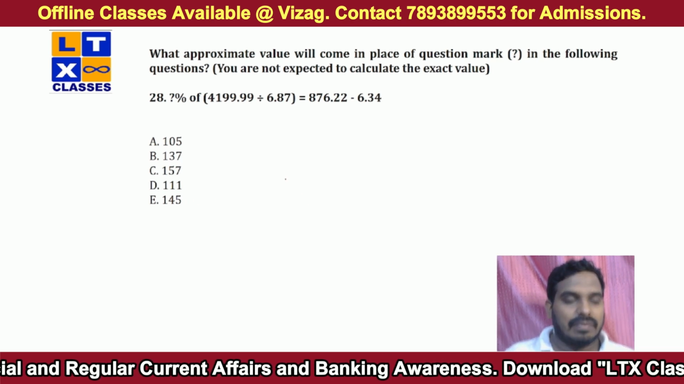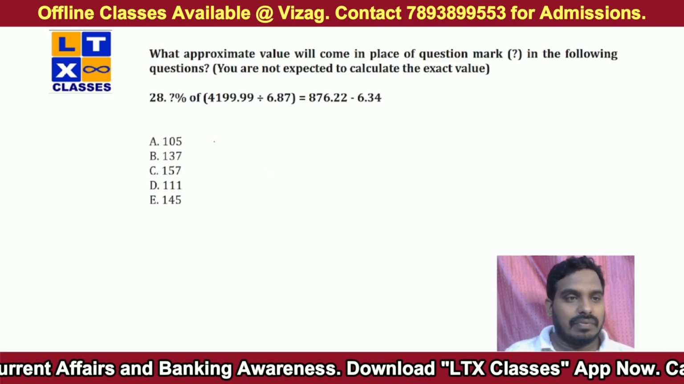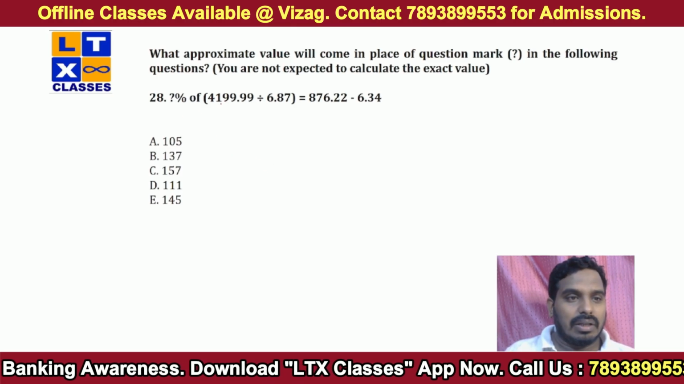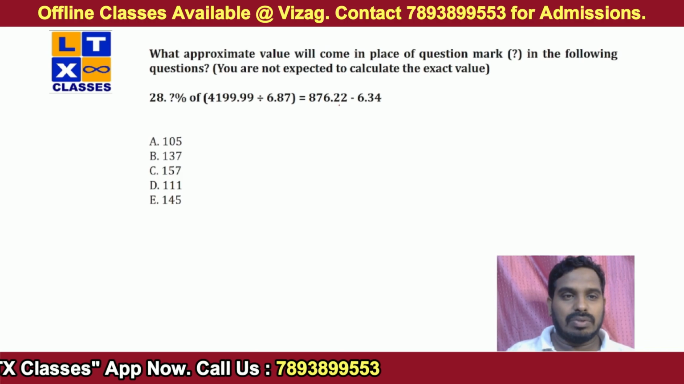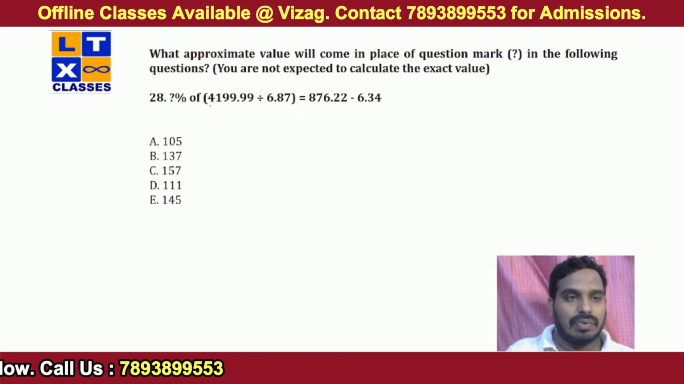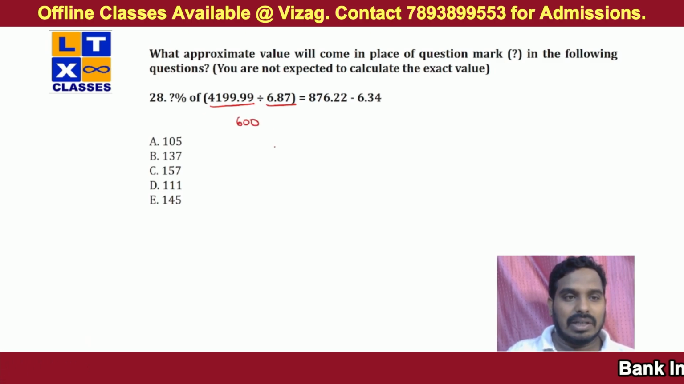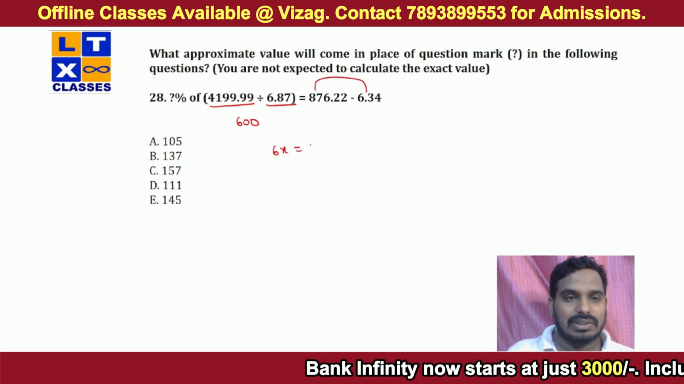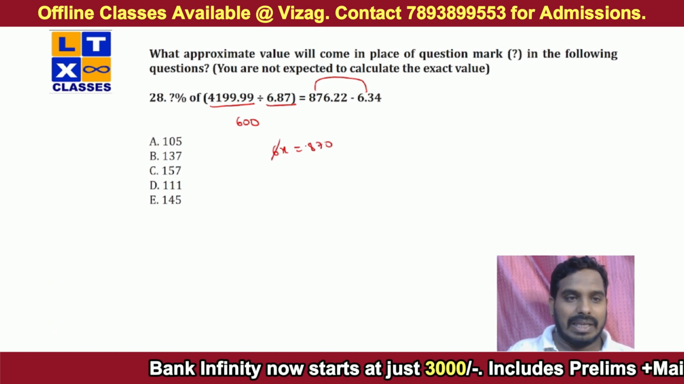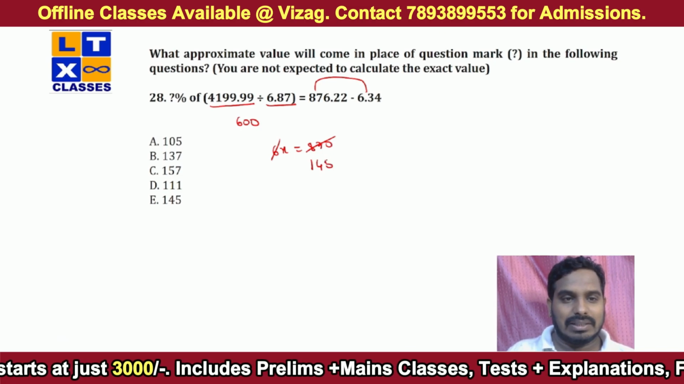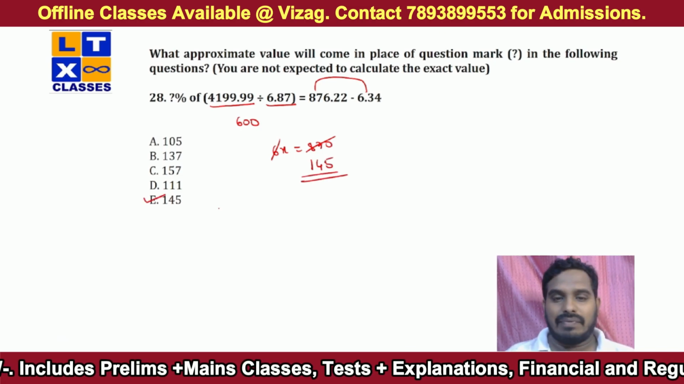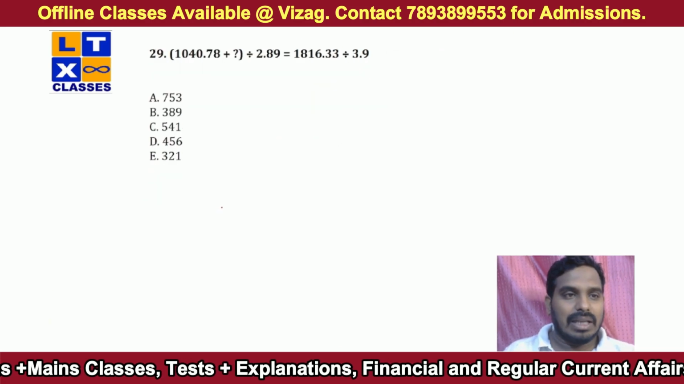Now this is the 28th question, which is x% of 4199.99 divided by 6.87 equals 876.22 minus 6.34. So 4200 divided by 7 will be 600. Now x% of 600 will be 6x. So 6x equals 877 minus 6, which is 870. Now my x will be 145. 145 is my answer. Moving on to the next one.